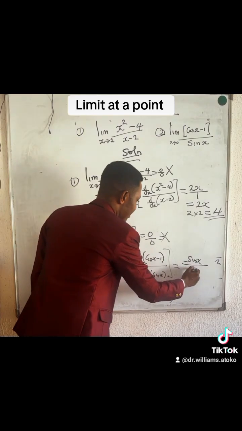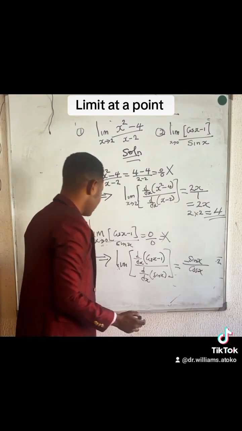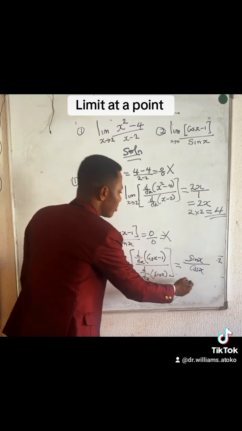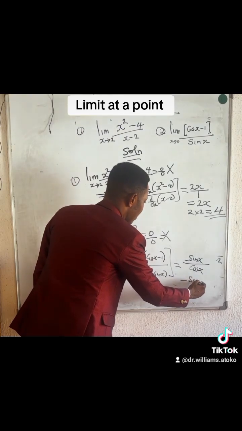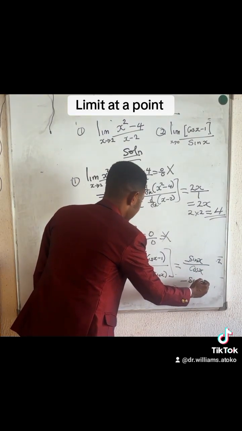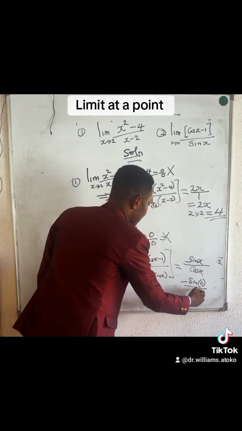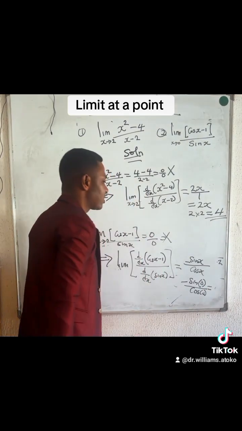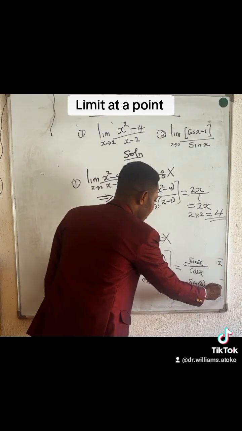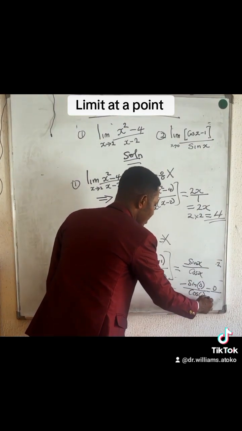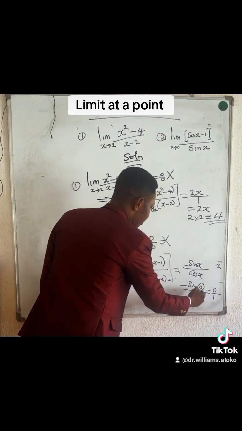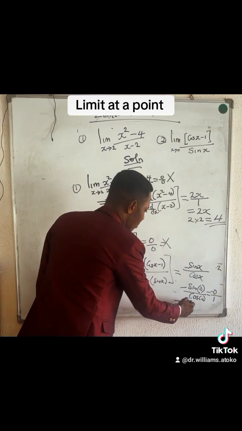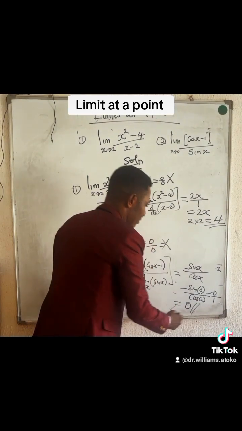So now, you substitute. Anywhere you see x, you put 0. So it will be minus sine 0 all over cos 0. Now, sine 0 is equal to 0, then cos 0 is equal to 1. So 0 all over 1 is equal to 0.